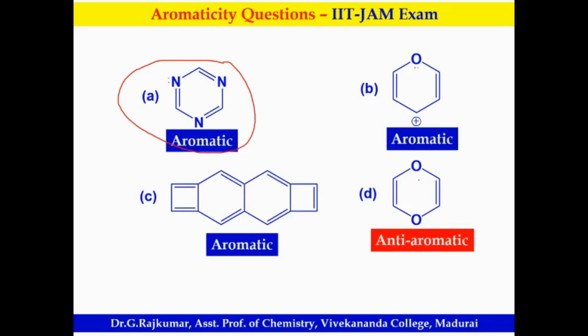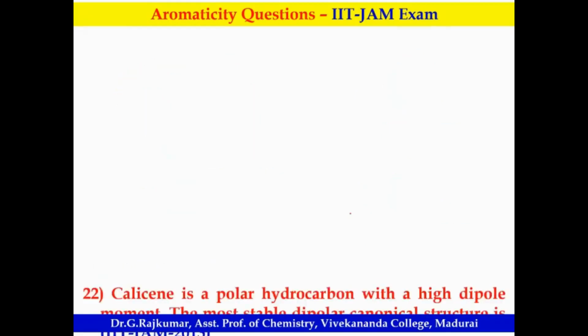Option D, 8 pi electrons are involved. So A, B, C. Okay, almost the correct answer. So A, B, C compounds are aromatic. Oxygen has two lone pairs, and only one lone pair is involved in delocalization here. So 8 pi electrons are involved, it obeys 4n pi electron rule. So the correct answer is option A, B and C.